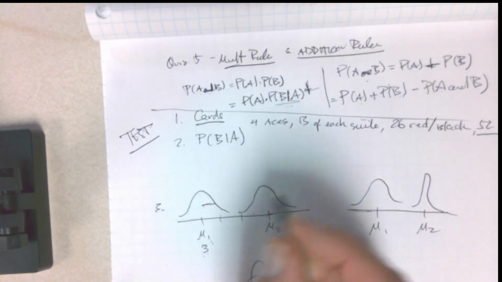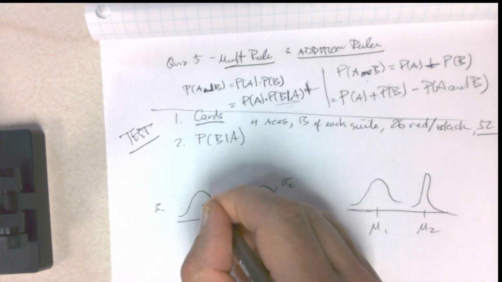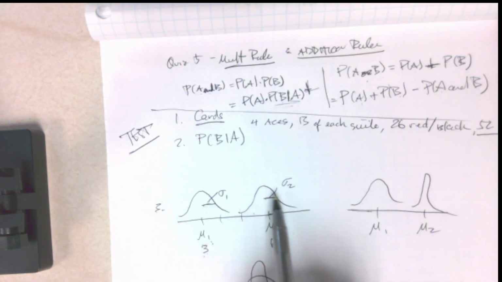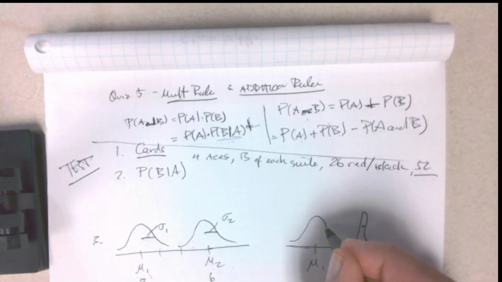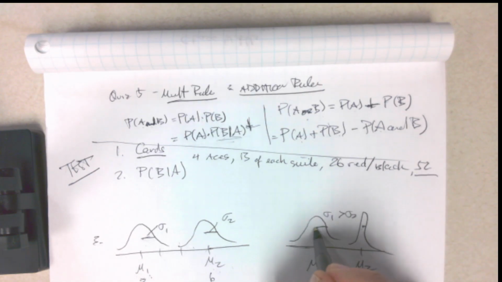This mean is larger than that. Although the spread, this is the sigma, right? Sigma 2, sigma 1. This is how spread out the data is. It's that distance. So in this case, it looks like S1 and S2 are equal, whereas in this case, the means are different, but the standard deviations are different too. The S1 is much greater than S2. This is much more spread out than this one.